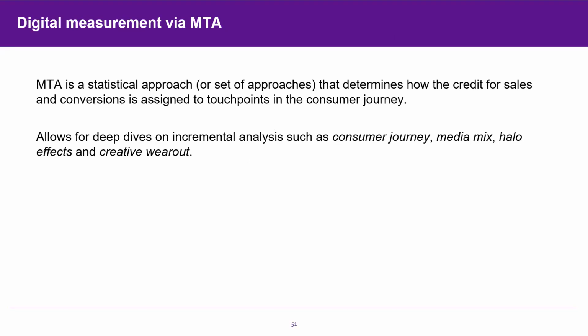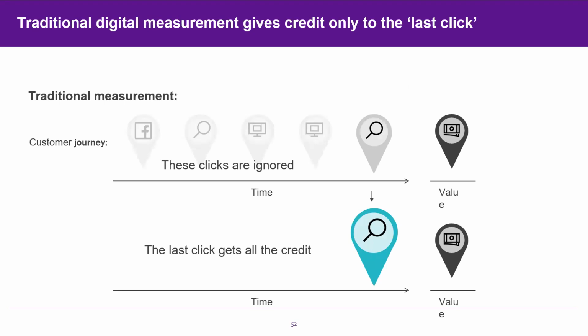MTA is a statistical approach or set of approaches that determines how the credit for sales and conversions is assigned to touch points in the consumer journey. It allows for deep dives on incremental analysis, such as the consumer journey, media mix, halo effects, and creative wear out. Traditional digital measurement gives credit only to the last click. The earlier clicks are ignored, and the last click gets all the credit.